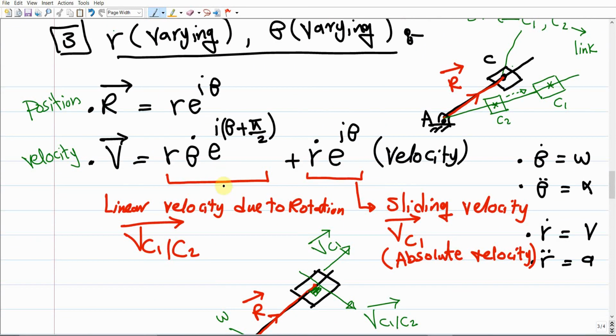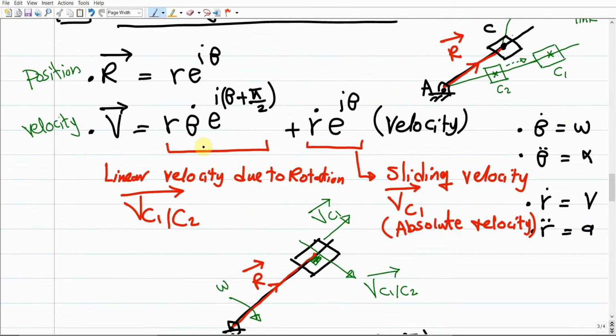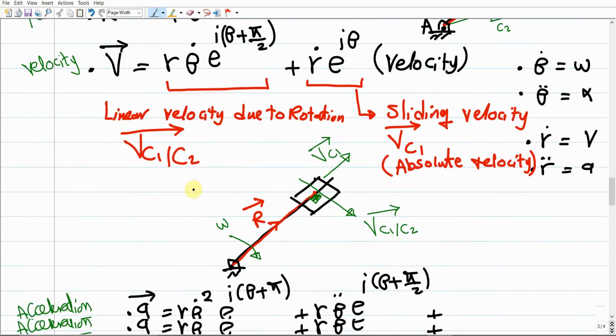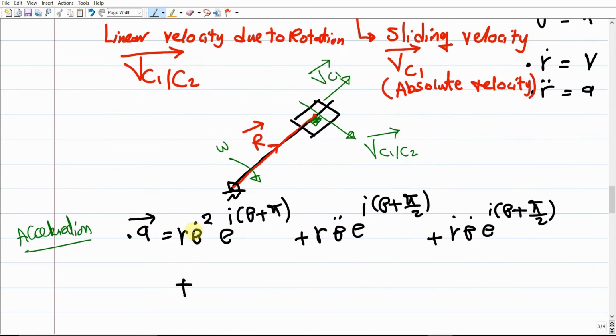This is the first term. We fixed R and theta dot and did the derivative of the exponential term. Now let us fix R and the exponential term and take the derivative of theta dot. We end up with R theta double dot e^(i(theta plus pi over 2)). Plus the third term: now we fix theta dot and the exponential, and take the derivative of R. So we end up with R dot theta dot e^(i(theta plus pi over 2)). Make sense? So these three terms are just for the first term in the velocity vector.